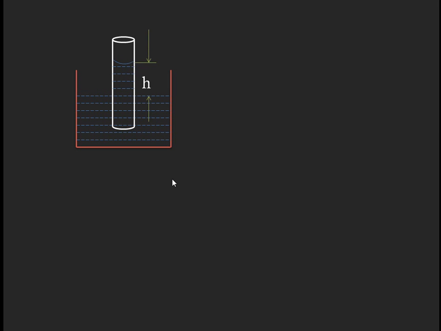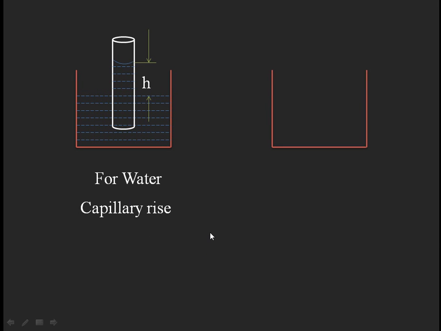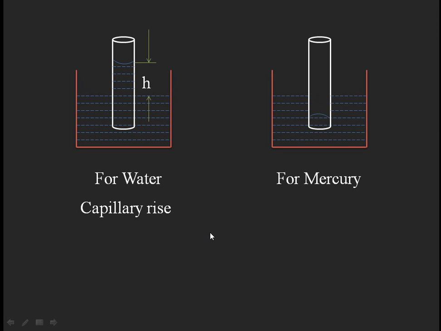Whatever the height you are getting, that is called the capillary rise. The height obtained in the glass tube is the capillary rise, which is obtained for water. Similarly, in a container I want to take mercury. If we insert a glass tube in that mercury, we will be facing the capillary fall.